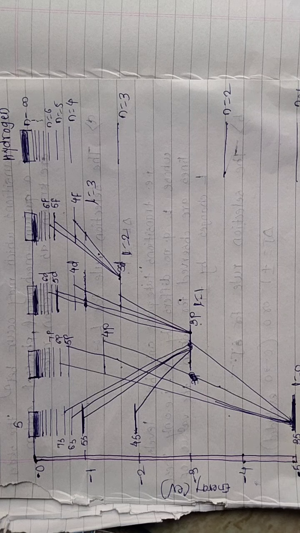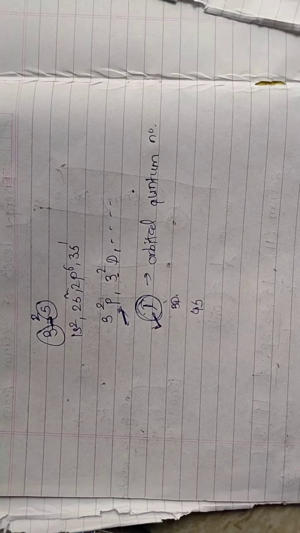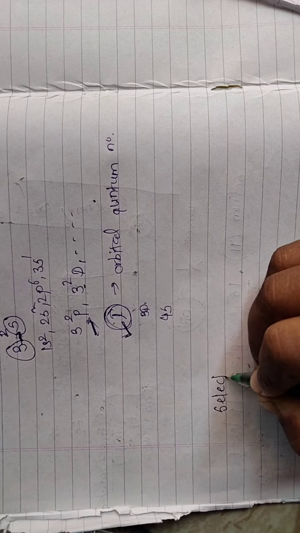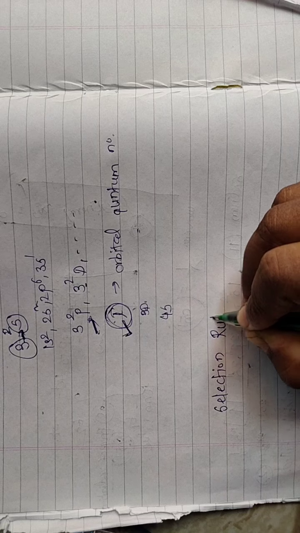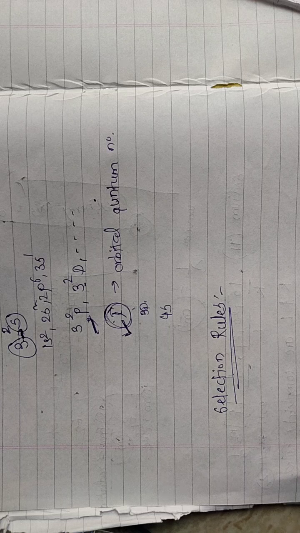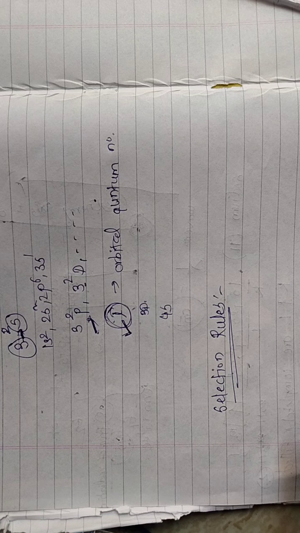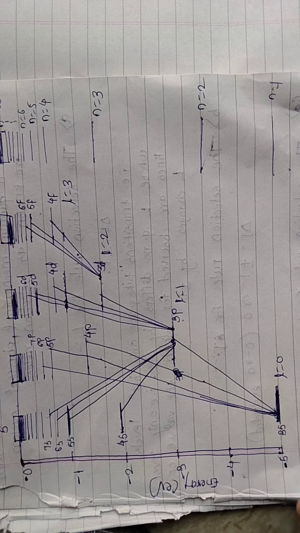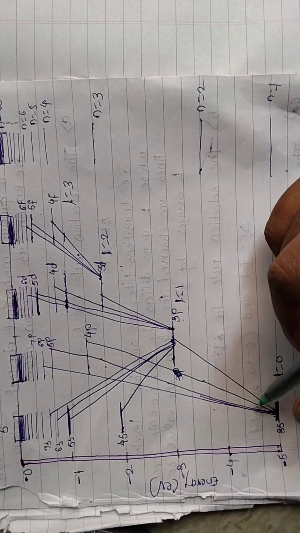Now we will move further and learn selection rules. So what are selection rules? Definition of the selection rule. We have seen that transitions can take place between S and P, P and D, D and F. Here this is the energy level diagram, and these are the transitions.